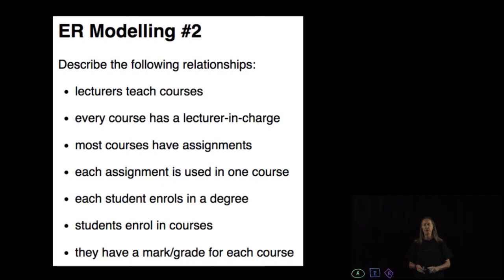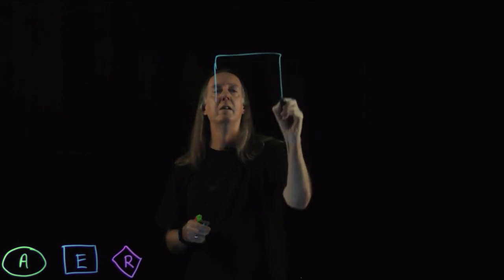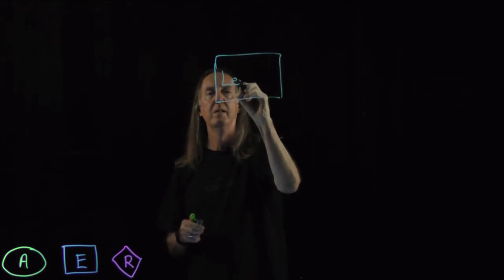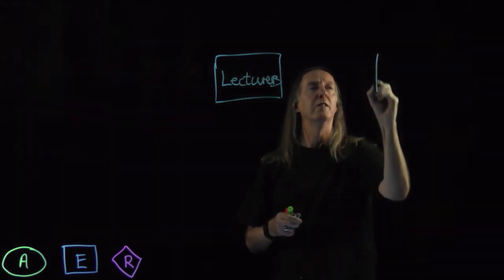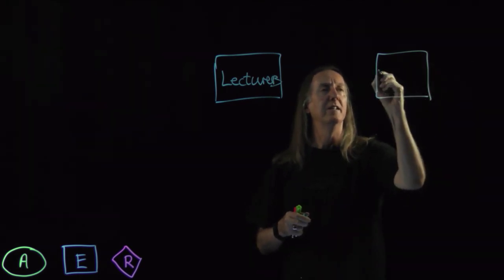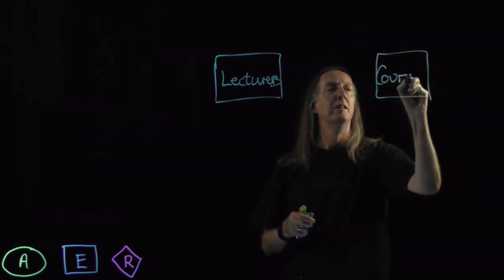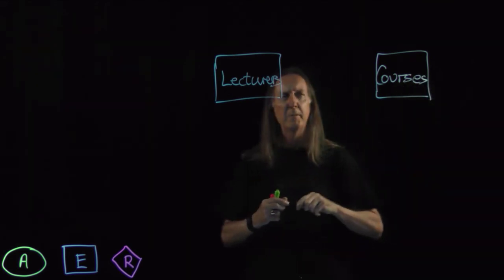So I'm just going to look at a system where we've got teachers or lecturers, courses, students, degrees and assignments, and see how all of these things are related. I'm not going to draw a single big diagram, I'll just draw individual relationships. Okay, so the first one I want to look at is the fact that lecturers teach courses. So obviously the entities involved in that are lecturers and courses. Okay, so what about the relationship?